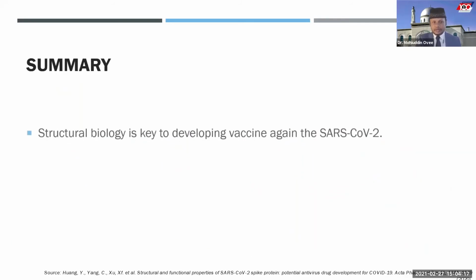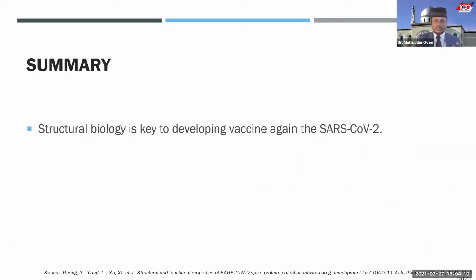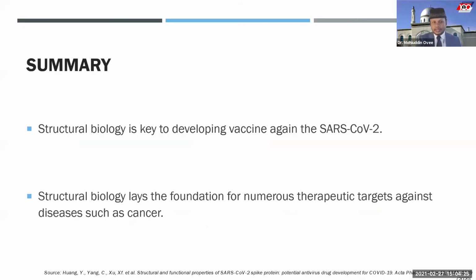So in summary, it was important to understand that structural biology was key to developing this vaccine against the coronavirus. And it's not just one case. Structural biology has been playing a key role in laying the foundation for numerous therapeutic targets against diseases such as cancer, and it will continue to do so in the future as well.